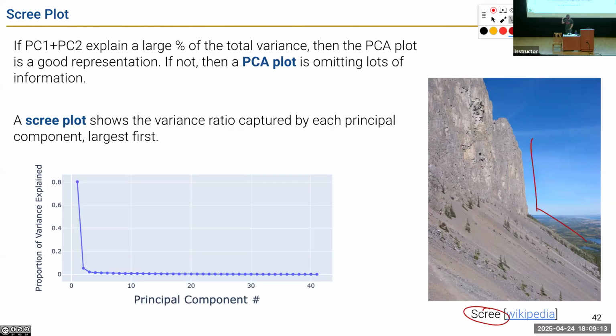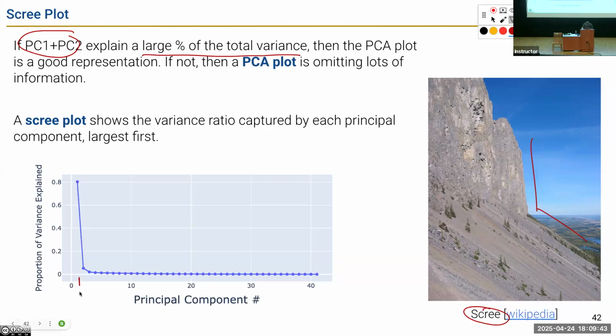Okay, we see this in a couple different contexts in data science, but we can make a scree plot. So this was the statement from before: if PC1 and PC2 explain a lot of the total variance, then the PCA plot is probably doing a good job. It's a two-dimensional representation where we have PC1, PC2, right, the latent features. If not, then it could be omitting lots of information. How do you actually say that PC1 and PC2 are any good? We'll just plot the explained variance.